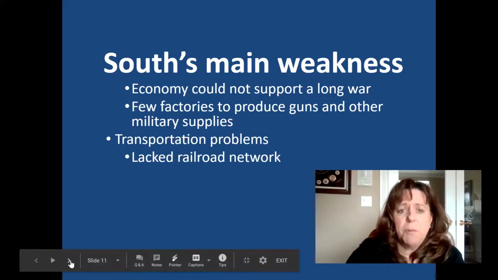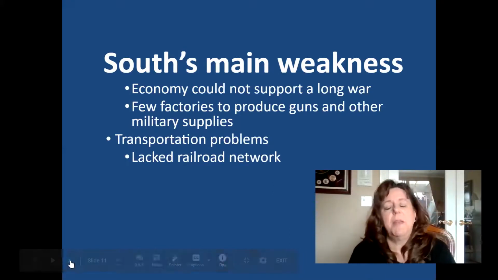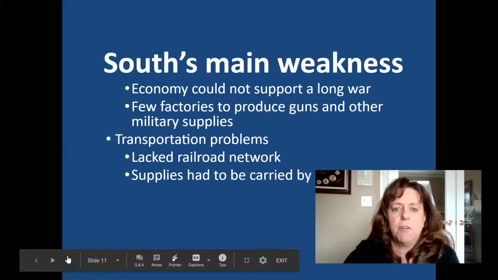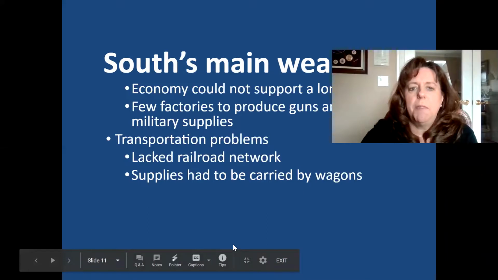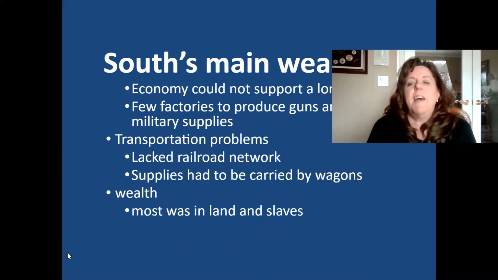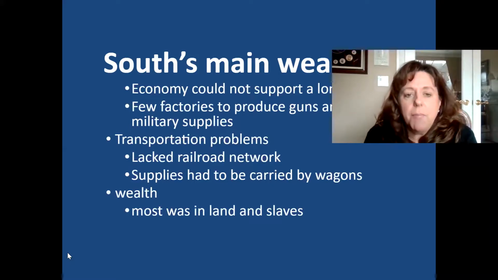And they had those transportation problems because they didn't have as many railroads. They didn't have that infrastructure for delivering goods. We call that logistics. They had logistical problems. The supplies had to be carried by wagons. And while the South was very wealthy, most of their wealth was in land and in enslaved people.